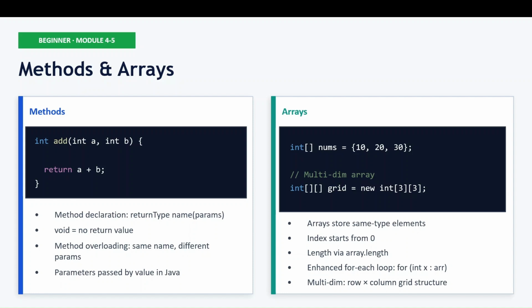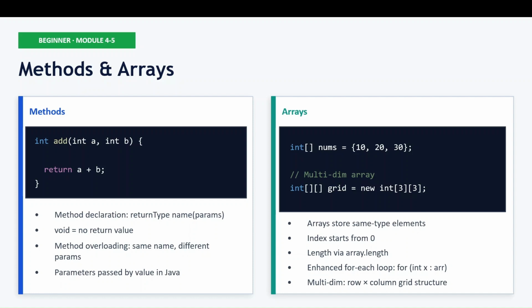And if you have to iterate through the elements of an array, what do you need to use? You can use a for loop or a for each. The best suitable loop for iterating through elements of an array is the for each loop. You can see the syntax: for int x colon array. Int x, each array element is of integer type, and arr is a collection, which is a representation of an array.